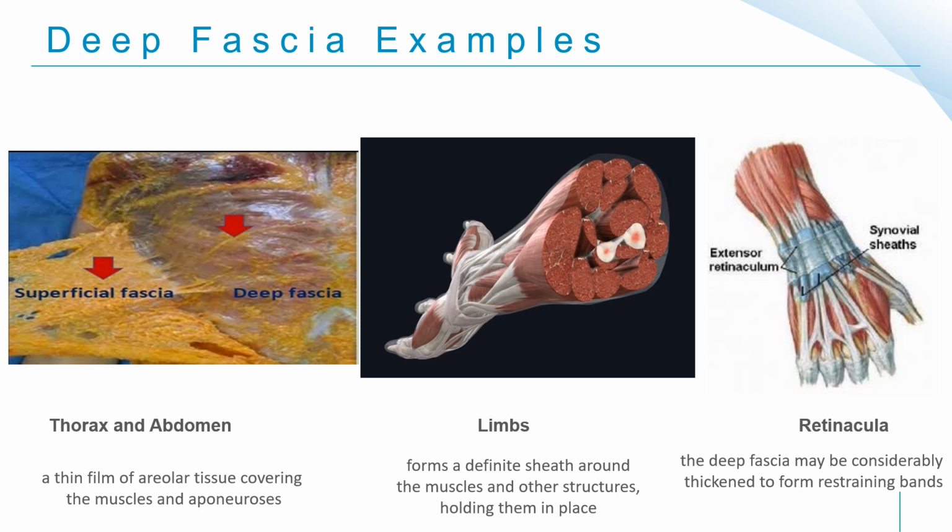In the thorax and abdomen, it is merely a thin film of areolar tissue covering the muscles and aponeurosis. In the limbs, it forms a definite sheath around the muscles and other structures, holding them in place. Fibrosepta extend from the deeper surface of the membrane into compartments. In the region of joints, the deep fascia may be considerably thickened to form restraining bands called retinacula, and their function is to hold underlying tendons in position or to serve as pulleys around the tendon so that it may move.